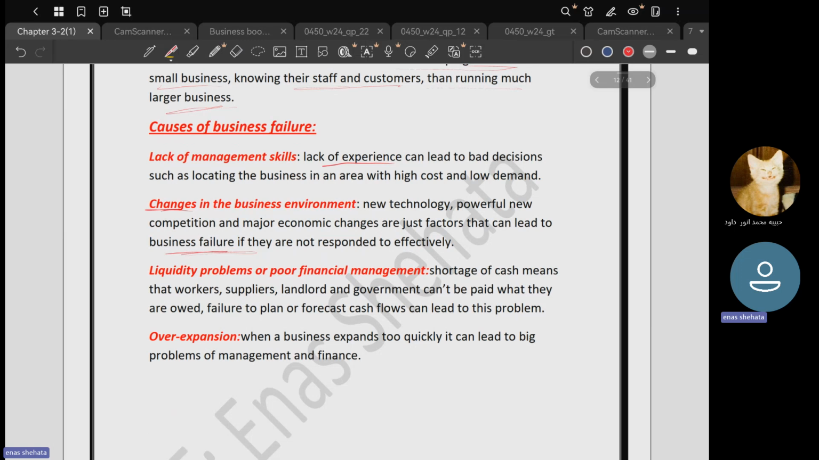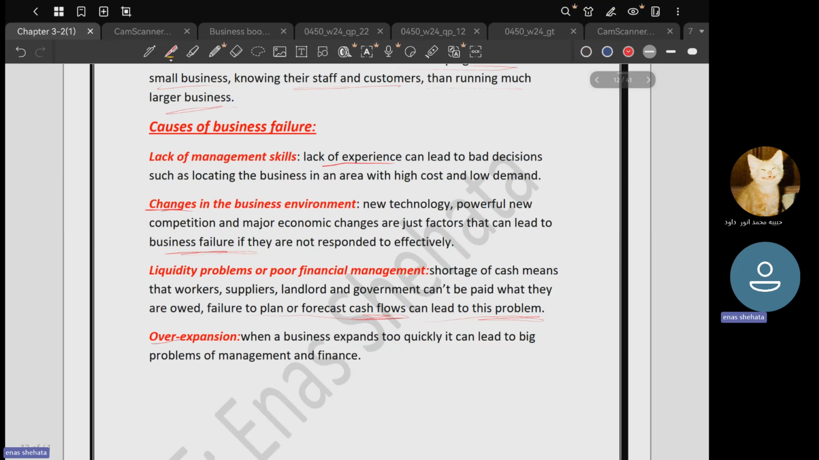Liquidity problem or poor financial management. I have a problem with money. I don't have enough money. I have a shortage of cash. Why? Maybe because I expanded a lot or didn't manage my cash well. But now I have a problem. How to overcome this problem? By expanding slowly, or you have to manage your cash flow well. If you fail to plan or forecast your cash flow, it leads to this problem. So this is one cause of business failure: you didn't manage your cash very well.